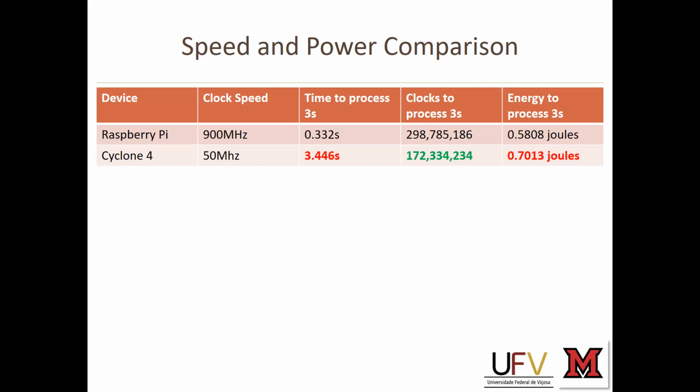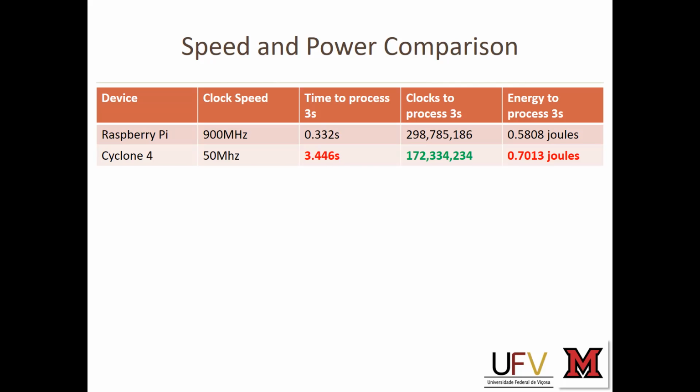And then finally, in the last column, we look at the energy. Again, the FPGA loses in energy to process the 3-second sample, but it's not as far off as in the time comparison. And you can very easily imagine that with a little bit of improvement in terms of parallelization, the energy costs would go down and it would be a significantly better implementation on the FPGA. So we're very close in a number of spaces.